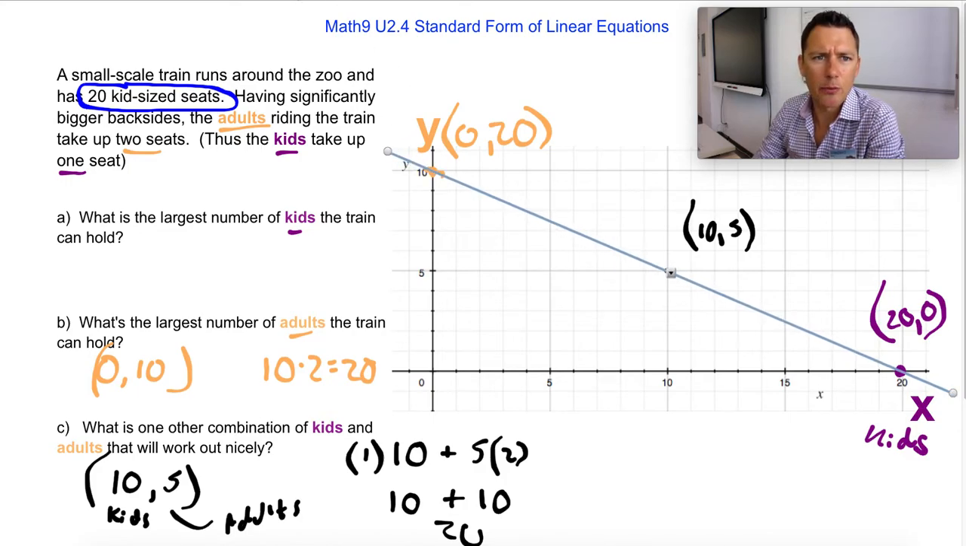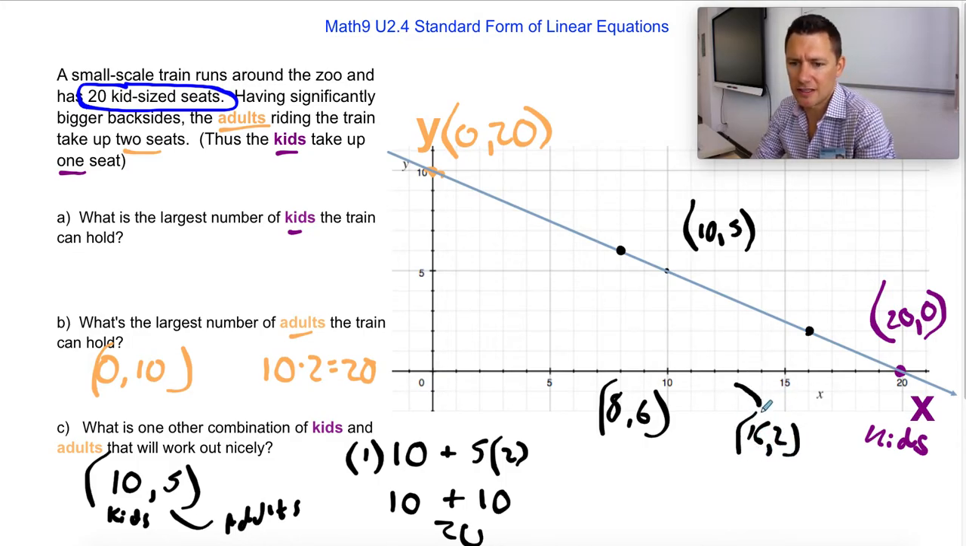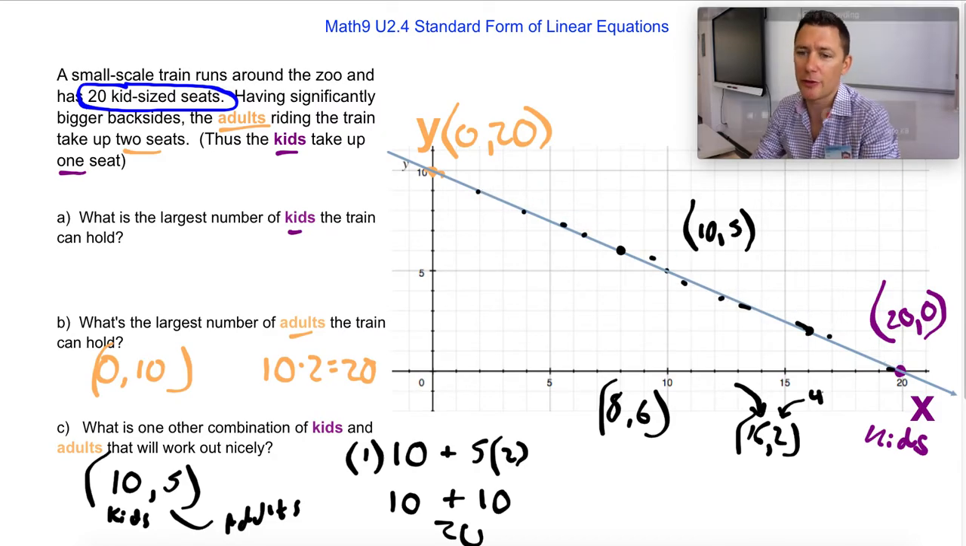right? And what this really means is that this point would work. You could also have 8 kids and 6 adults, right? That point works. Also, this point works. You could have 16 kids and 2 adults, right? Because 16 are filled here, and then this would be 4 more seats filled because each adult takes 2. So this one works. And every dot along here works as well, provided that they're integer numbers.